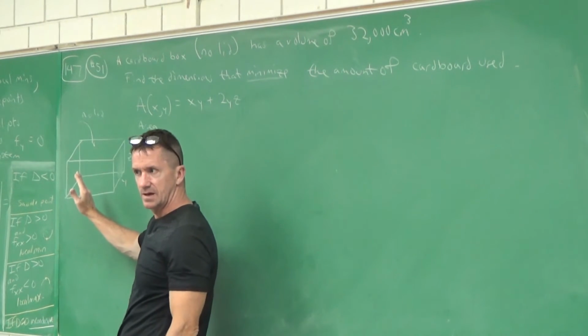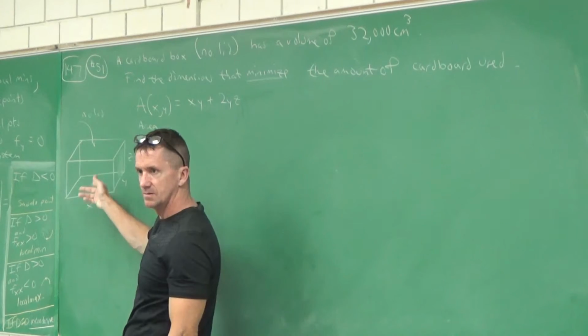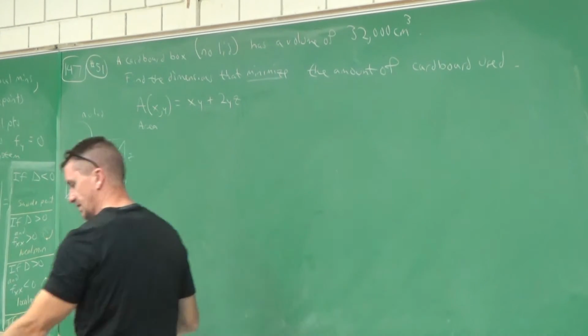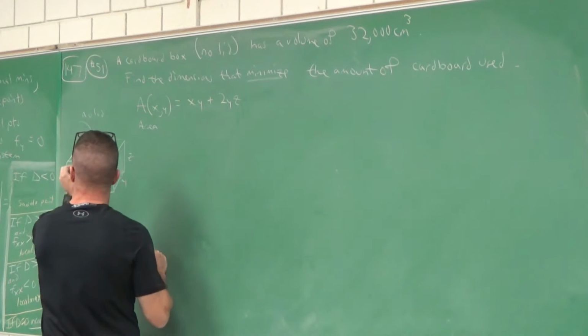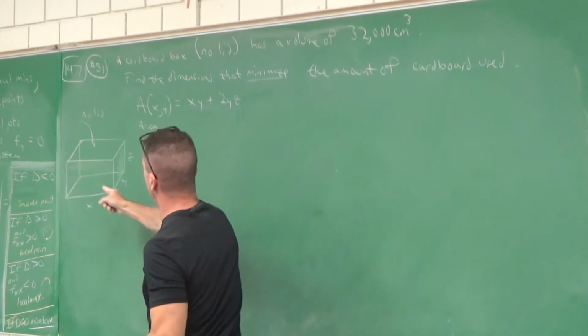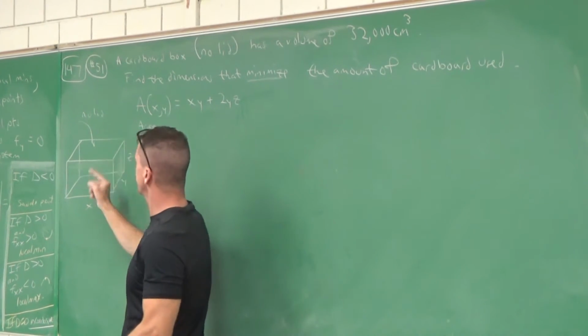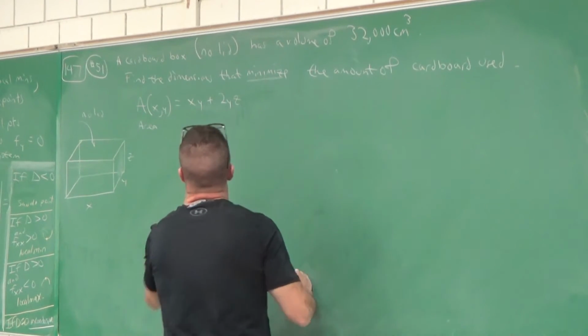Surface area. And there's two other sides. What are the other sides? I could shade those in a different color, maybe yellow. What's the area of this side right here? And then we'll have the opposite one as well. X times what? Z. Okay, so two of those.